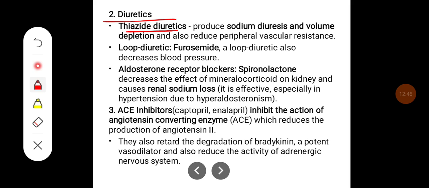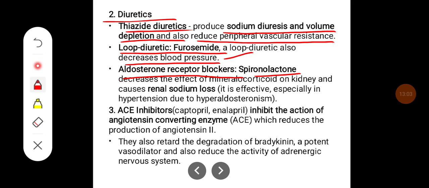Diuretics: thiazide diuretics produce sodium diuresis and volume depletion and also reduce peripheral vascular resistance. Whereas the loop diuretic furosemide is also going to decrease the blood pressure. Aldosterone receptor blockers like spironolactone decrease the effect of mineralocorticoid activity on the kidney and cause renal sodium loss, and it is effective especially in hypertension due to hyperaldosteronism.